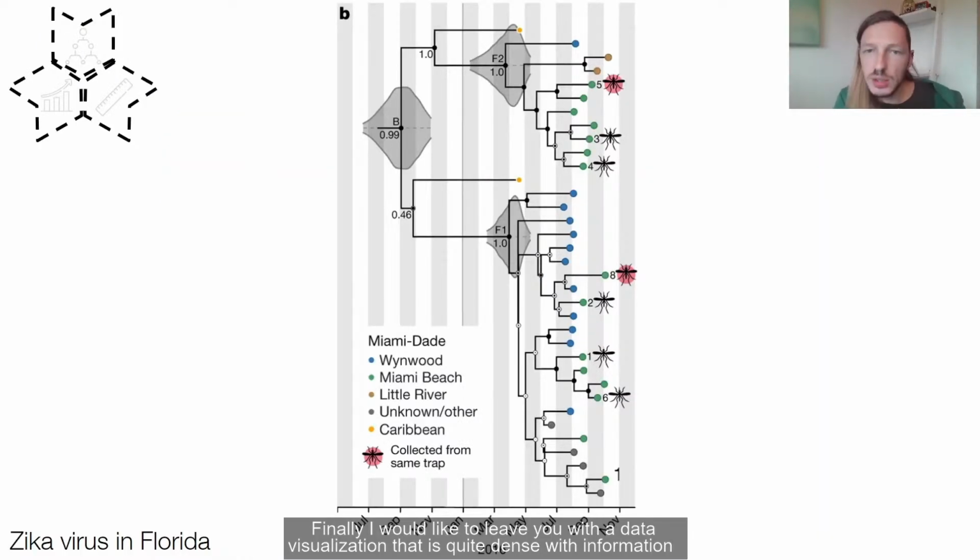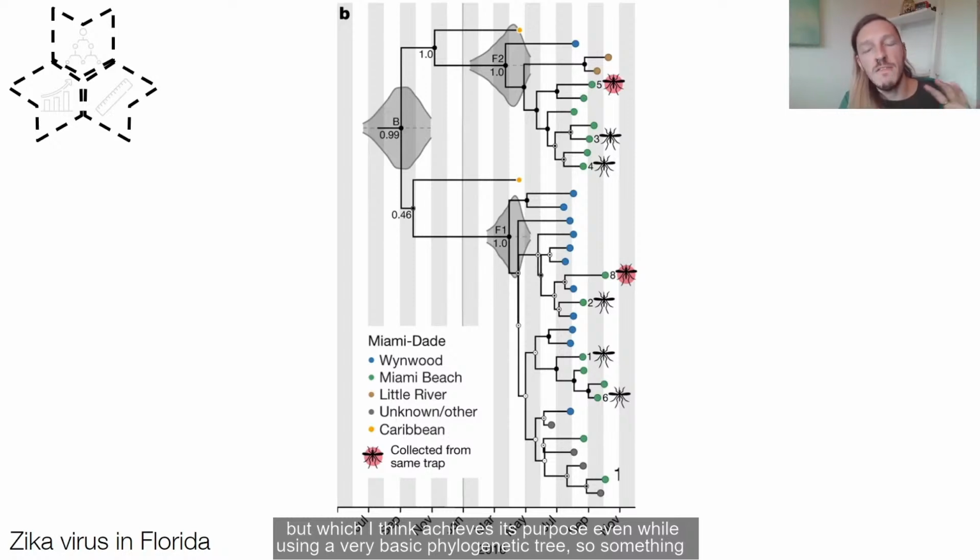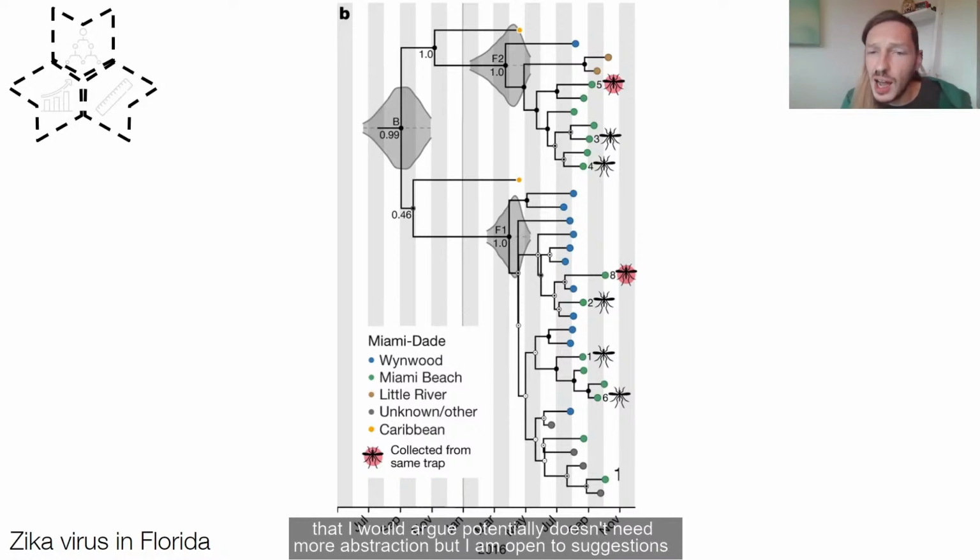Finally, I would like to leave you with a data visualization that is quite dense with information, but which I think achieves its purpose even while using a very basic phylogenetic tree. So something that I would argue potentially doesn't need more abstraction, but I am open to suggestions and I would like to hear your thoughts.